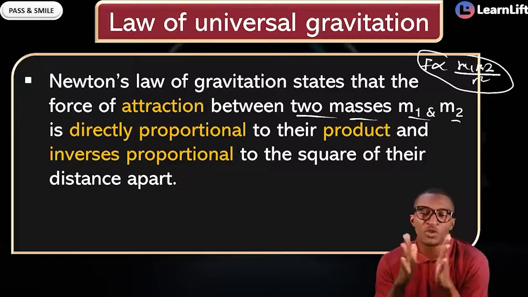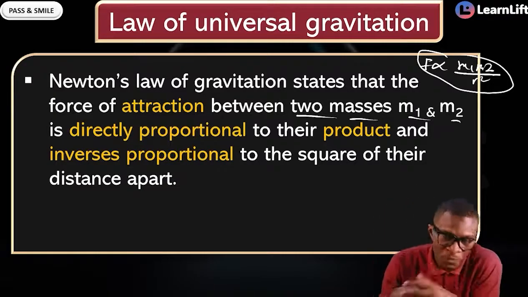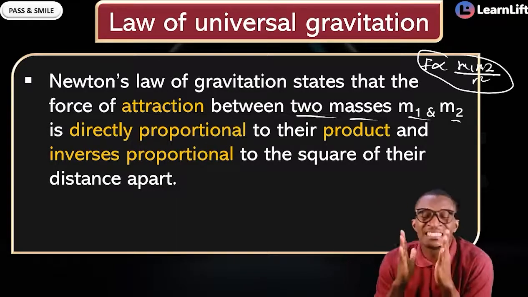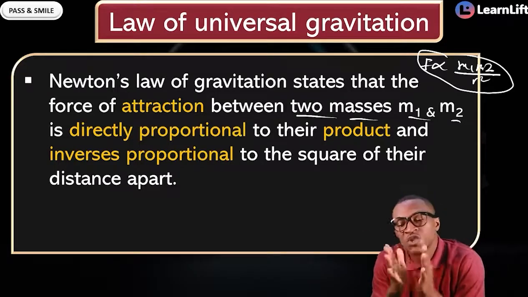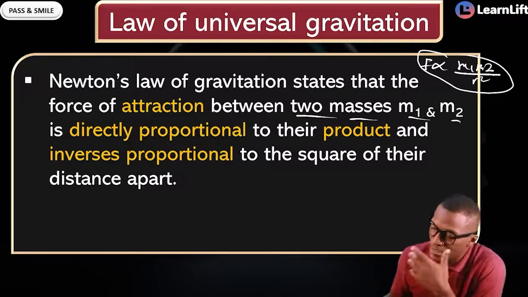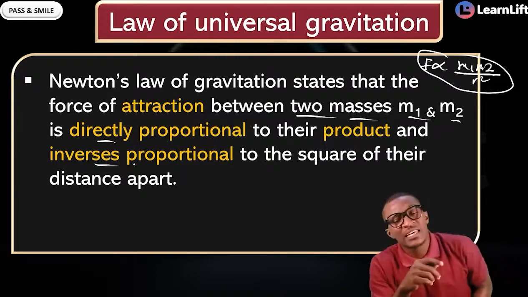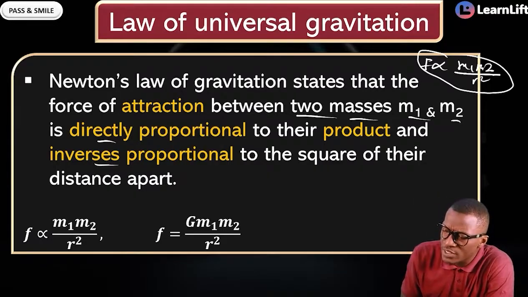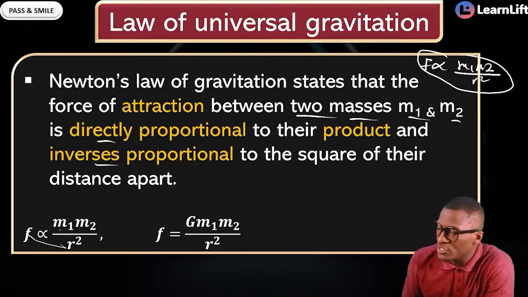Everybody, what's Newton's law of gravitation? It says that the force of attraction between 2 masses, M1 and M2, is directly proportional to their product and inversely proportional to the square of their distance apart. Now, if we want to put that in our definition, F is proportional to M1 M2. Look at it. The force is proportional to the product of M1 and M2. And that same force is inversely proportional to what? To distance.